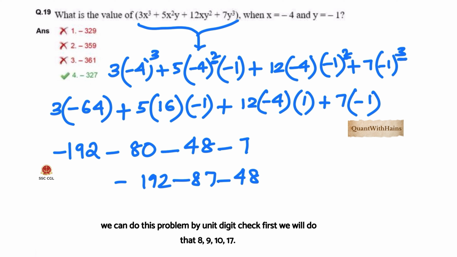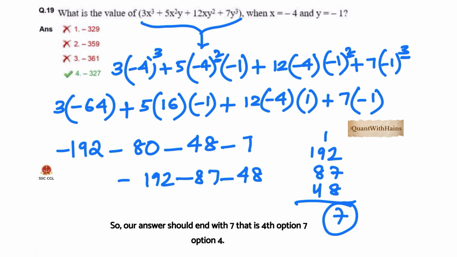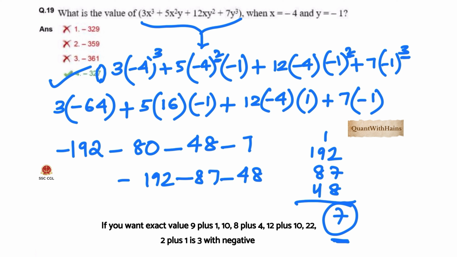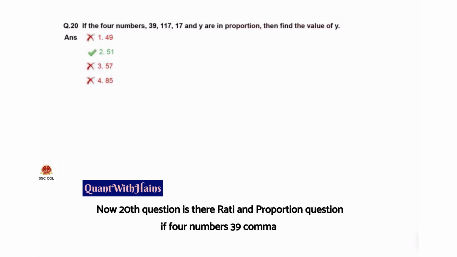Here we can do this problem by unit digit check. First we will do that. 8, 9, 10, 17. Unit digit is 7. So our answer should end with 7. That is fourth option, option 4. If you want exact value, 9 plus 1, 10. 8 plus 4, 12 plus 10, 22. 2 plus 1 is 3 with negative sign. So minus 327.